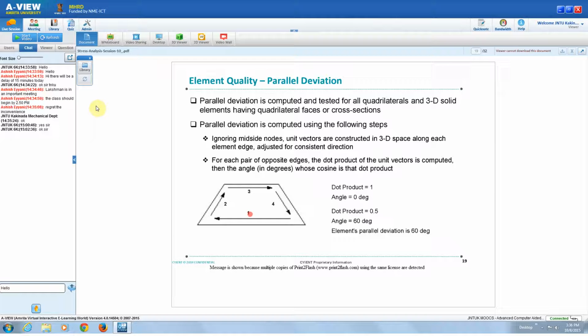Here we have unit vectors. So 1 into 1, for 1 and 3. The angle between the unit vectors is 0, so cos theta is 1, total 1. So cos inverse of 1 is 0, so the angle is 0. Similarly, for 2 and 4, the angle between these two vectors is 60 degrees, and we get a parallel deviation of 60 degrees. This is how parallel deviation is calculated in quadrilateral elements.